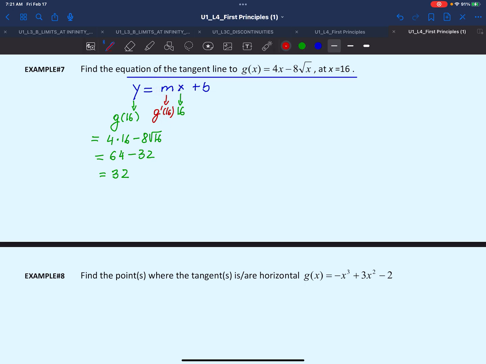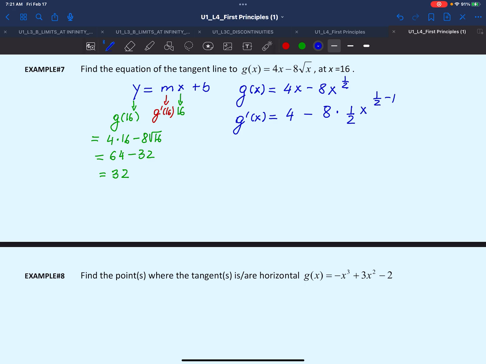So we'll start off by finding the derivative of g(x). And I will rewrite the function g(x) since we have radicals involved. And I'll write every term in power form so I can use the power rule. So that would be 4x - 8x^(1/2), which means that g'(x) would be equal to the derivative of 4x, which is 4, and the derivative of 8x^(1/2): we have 8 in here, 1/2 will become a coefficient, x to the power of 1/2 minus 1.